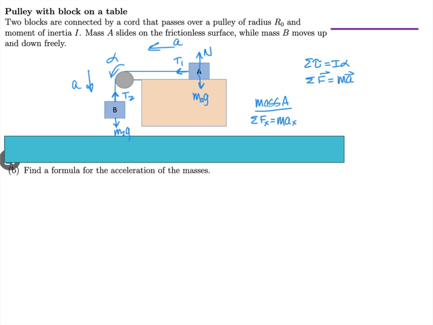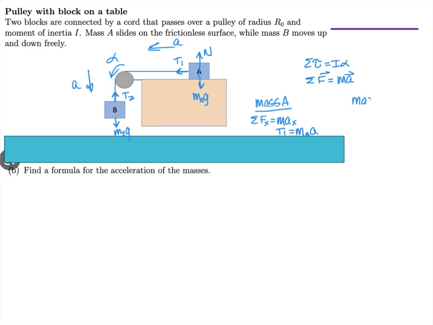For mass A, I am only going to worry about forces in the x direction. In the y direction, I have the normal and the weight, but I would only use those values if I had friction, and I don't, because we're told it's a frictionless surface. So finding that the normal and the weight are equal is nice, but I'm not going to use it. The only force that I have is T1. It's in the same direction as the acceleration. So I have T1 is equal to M1A.